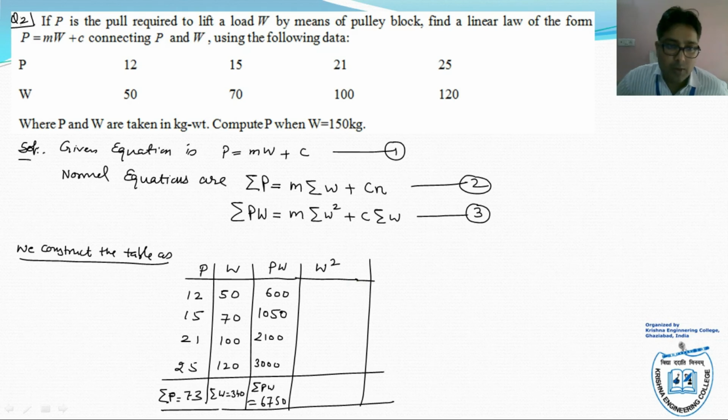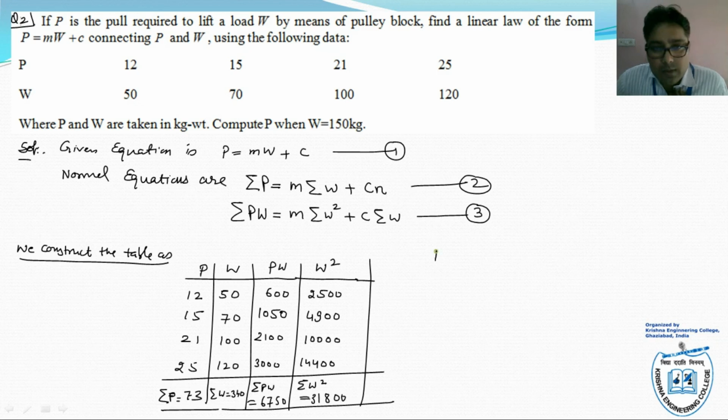Now find the column corresponding to W square. W square means the square of the corresponding value of W. So this becomes 2500. Clear? 4900, 10,000, and this becomes 14400. Clear? And sigma W square is 31,800. Here the number of observations is 4.